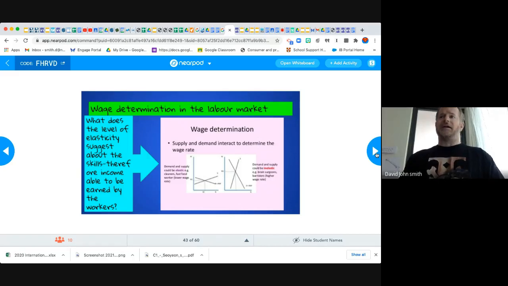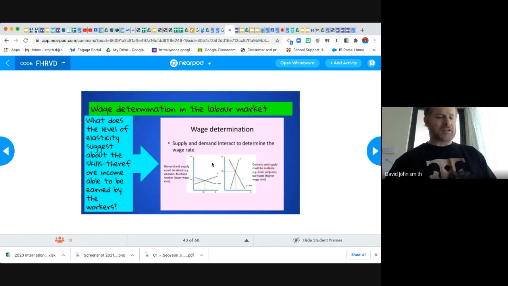We talked about how there could be people who were in one particular occupation. So what have we got there? Cleaners. Maybe the skill level might be considered to be lower than the brain surgeon. So therefore, the elastic supply might lead to them having lower wages.